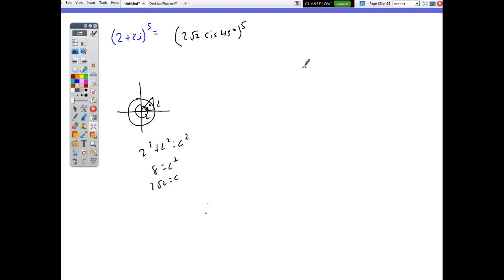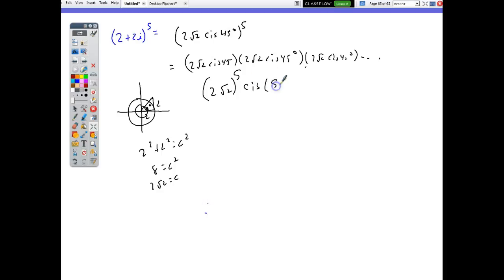Now, the next step would be to expand it out. 2 root 2 cis 45 times 2 root 2 cis 45 times 2 root 2 cis 45, but... right? Please notice the following. Using the rule we were dealing with last time, don't we just pull these out in front? Yes. So this just becomes 2 root 2, and how many of these would I have? 5. So the 5th power times cis, and then how do I figure out the angle? The angle would be 45 plus 45 plus 45, how many times 45? 5 times 45.